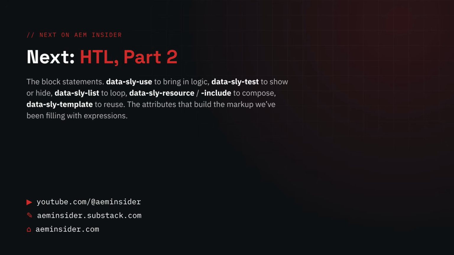Next episode, the block statements. The data-sly attributes, data-sly-use to bring in logic, data-sly-test to show or hide an element, data-sly-list and data-sly-repeat to loop, data-sly-resource and data-sly-include to pull one thing into another, data-sly-template and data-sly-call to write a piece once and reuse it, data-sly-text, attribute and element to change the markup itself, and the two contexts I still owe you, attribute name and element name come with them, and data-sly-unwrap to tidy up after all of it. Expressions fill the markup, these attributes build it.